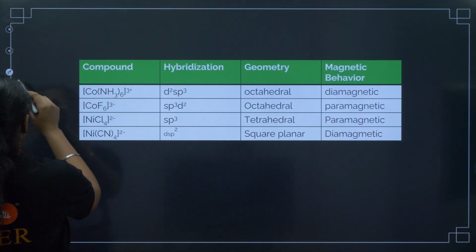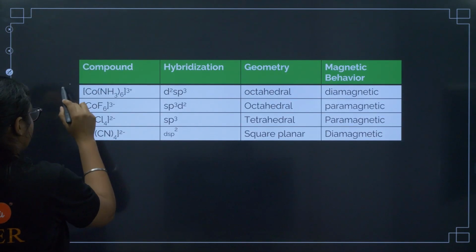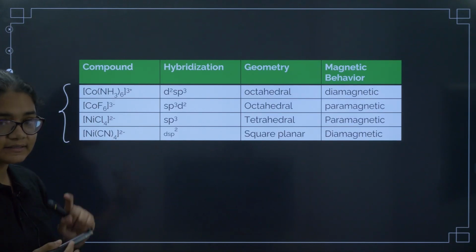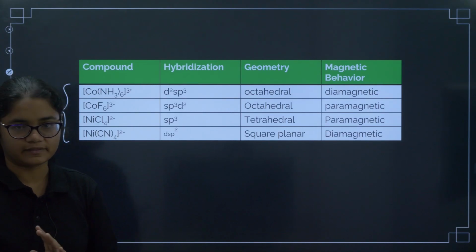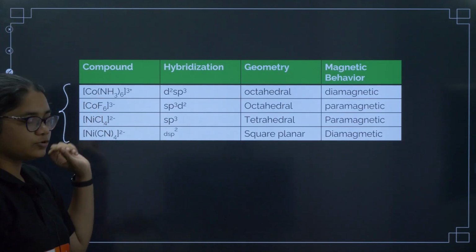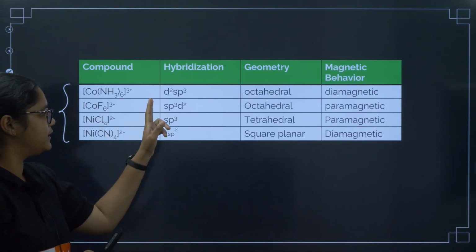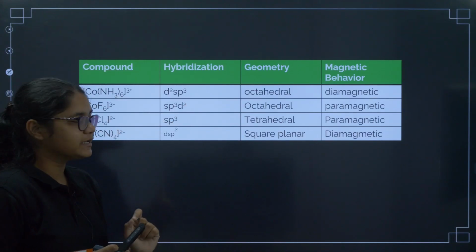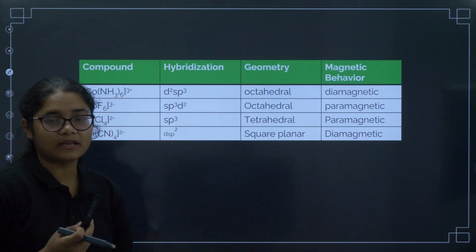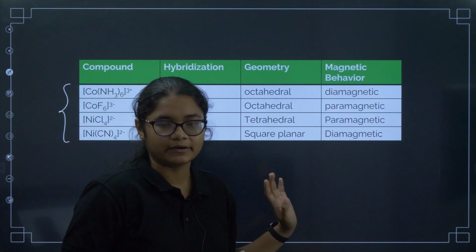Now let us see these 4 examples of compounds that are given in your NCERT book. Okay, so please remember these examples thoroughly so that in the exam you do not have to calculate and find out everything. So for cobalt with NH3, it is a strong field ligand. So that is why we will get d2sp3 hybridization. The shape will be octahedral since the coordination number is 6. And since it is a strong field ligand, pairing of electrons will take place. It will be diamagnetic, right?